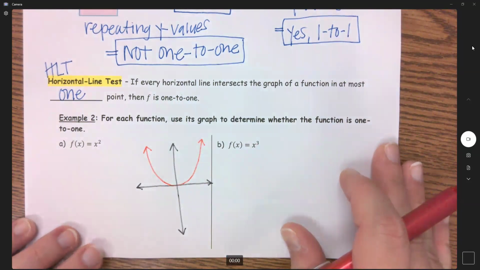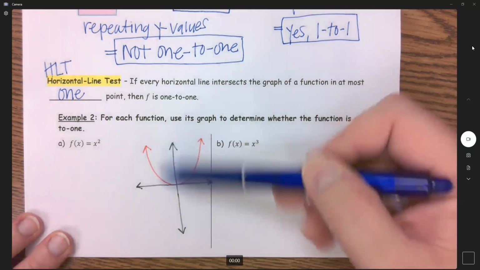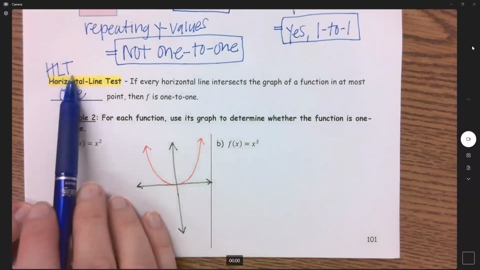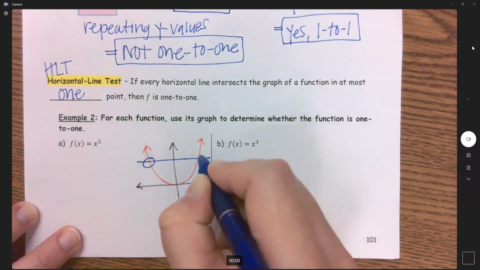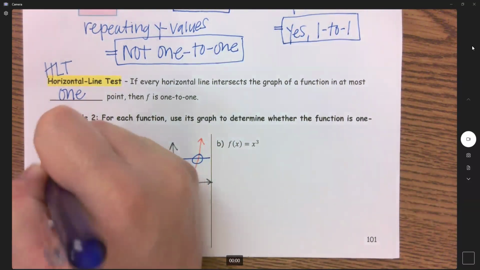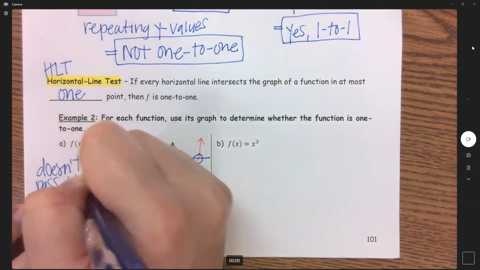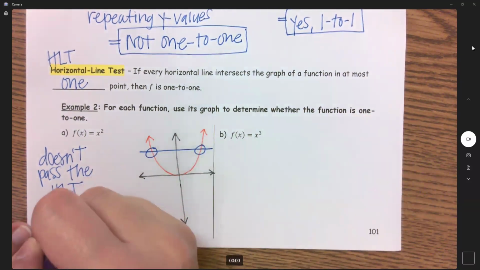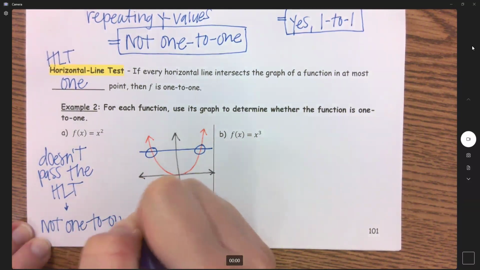parabola. Now, it already tells me it's a function, and you can test that. Anywhere you put a vertical line, it only crosses one time. But does it pass the horizontal line test? No, it does not, because it intersects twice. So this doesn't pass the HLT. So therefore, this is not one-to-one.